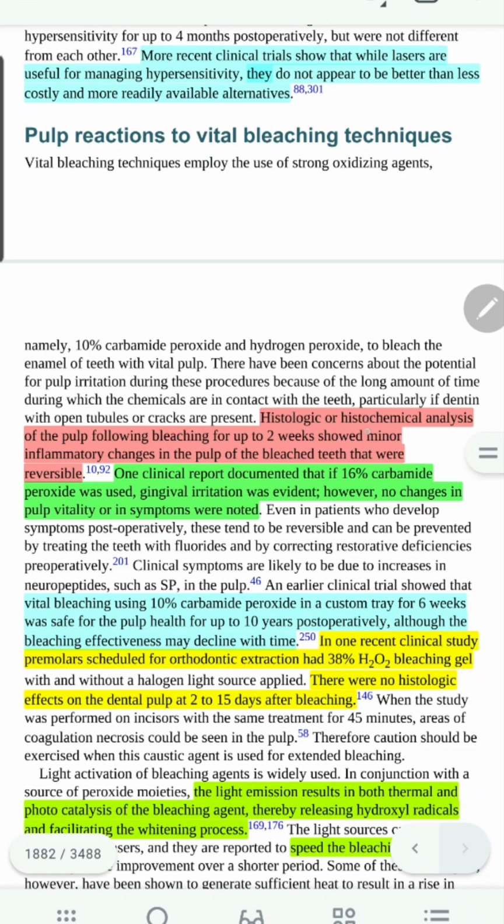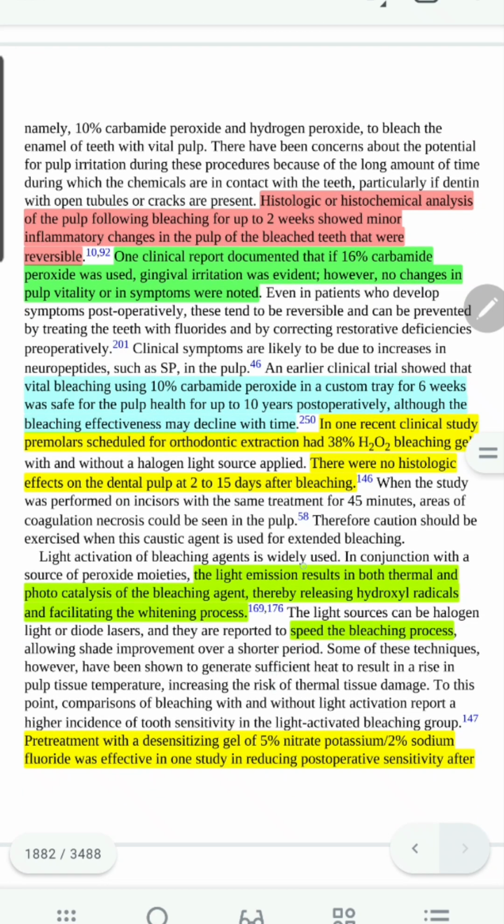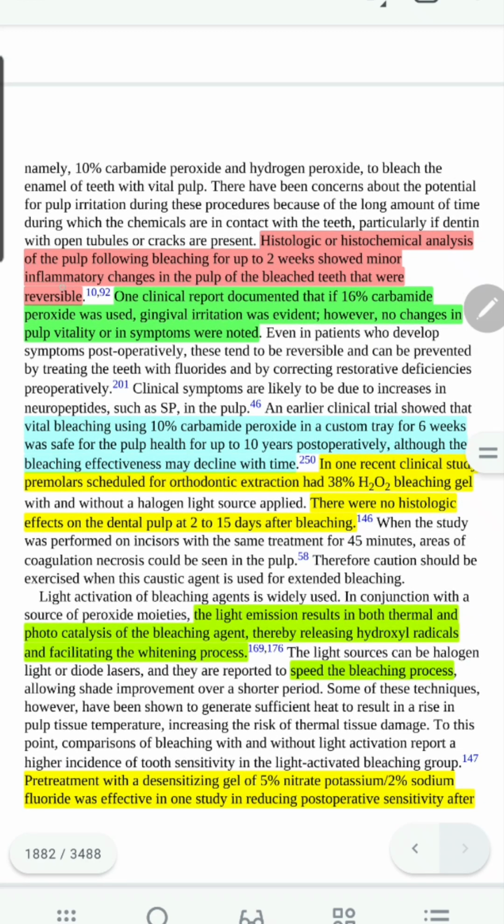The histological analysis of the pulp following the bleaching for up to 2 weeks showed minor inflammatory changes in the pulp of the bleached teeth that were reversible. So all the techniques of bleaching, with different materials and concentrations, are considered safe, and the effect of the inflammation is reversible in most of the cases.